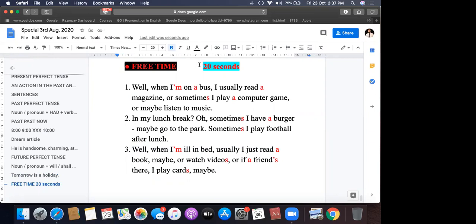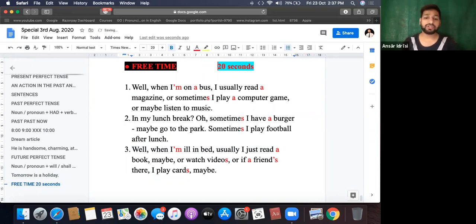Now, this is free time. Well, when I'm alone, I'm on a bus. Usually, I just read a magazine, or sometimes I play a computer game, or maybe listen to music. In my lunch break, oh, sometimes I have a burger. Maybe go to the park. Sometimes I play football after lunch. Well, when I'm in bed, usually I just read a book, or maybe watch videos. Or if a friend's there, I play cards.